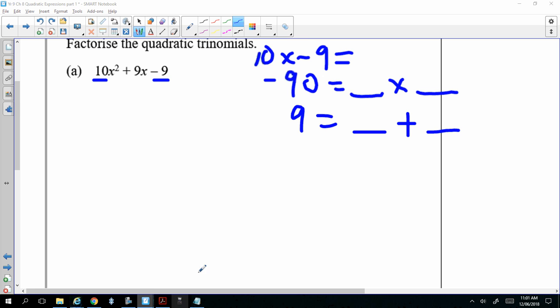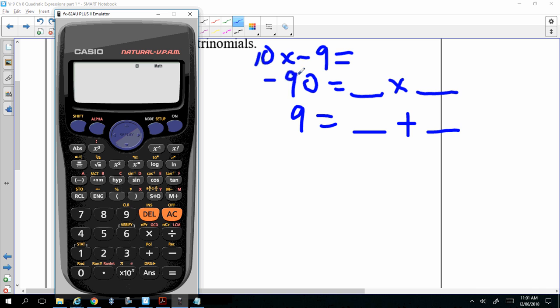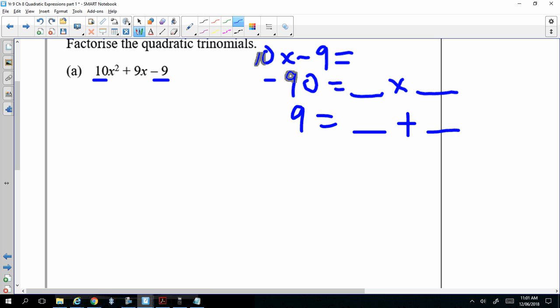So what numbers multiply to get negative 90 and add to get 9? Is 90 divisible by 15? Let's try 15 and negative 6. Now 15 plus negative 6, does that give you 9? Yes, I got it. So write 15 and negative 6.